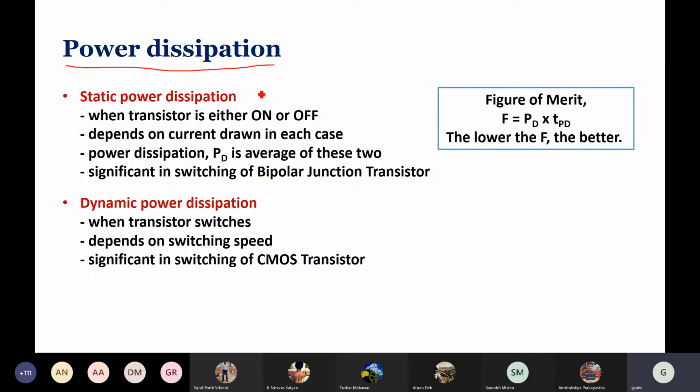So two terms come here. One is called static power dissipation, when the transistor is either on or off. Okay. And it depends on the amount of current drawn in each case, and the static power dissipation will be the average of these two, right? And this is significant, the static power dissipation in switching of a bipolar junction transistor. Okay, so the example that we had studied before, of course we shall look at better designs, so that will come later. So this is the earliest one.